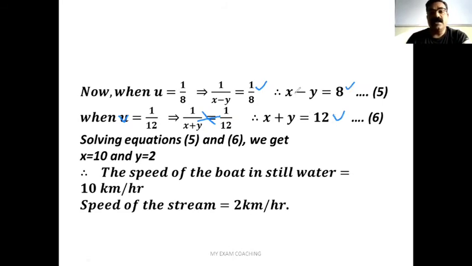Just to add these two equations, we get 2x is equal to 20. So we got x is equal to 10. So we have the value x is equal to 10, and we substitute the value of x in any one of the equations. We got y is equal to 2. So x and y, that is what we need to find out.